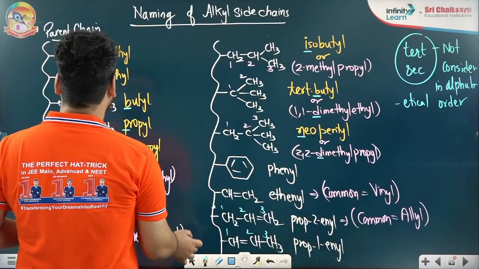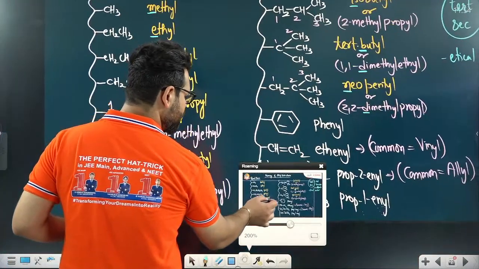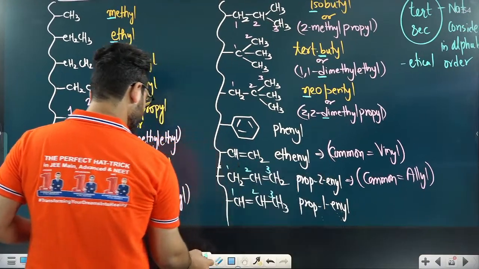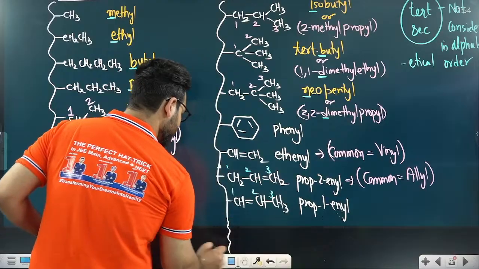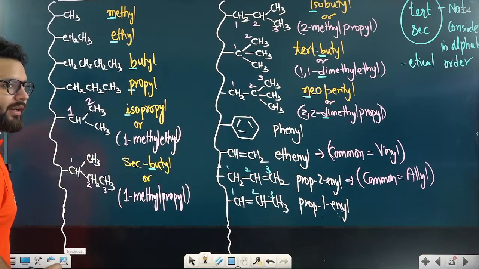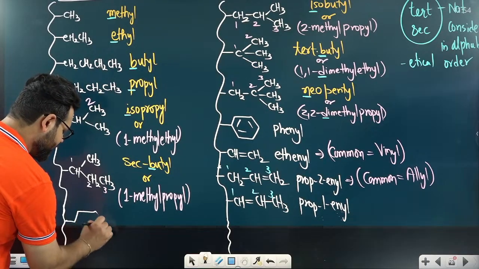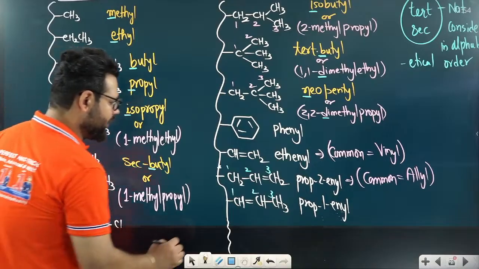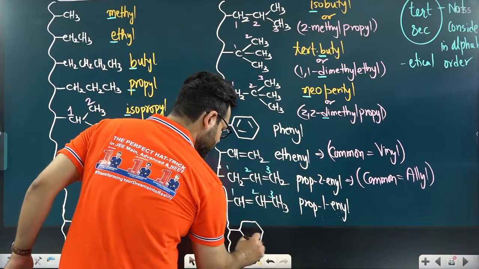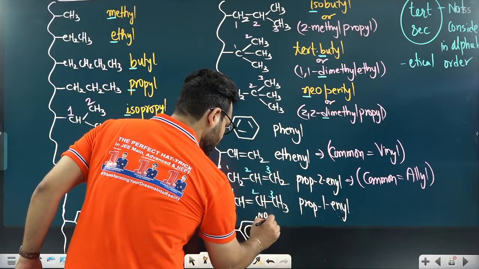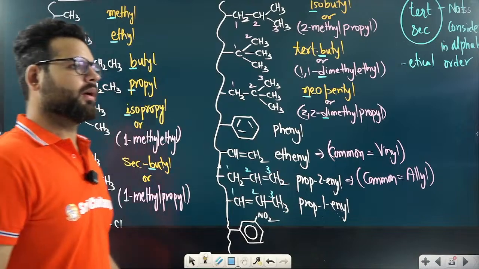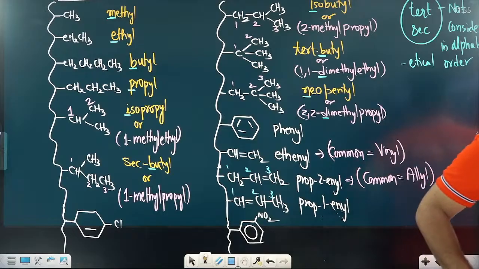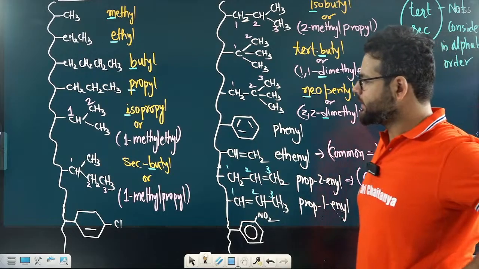Is the naming of alkyl side chains clear to everybody? Yes or no? Please say yes or no. If it is clear, you tell me the side chain name of this one. Tell me the side chain names of these two. What are the prefixes which you will use for these alkyls?